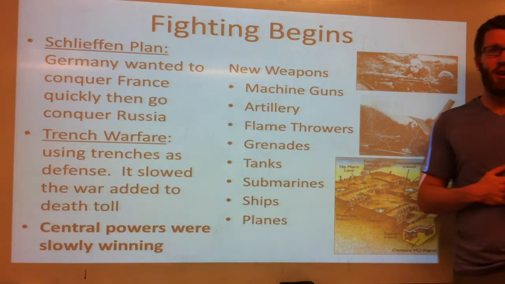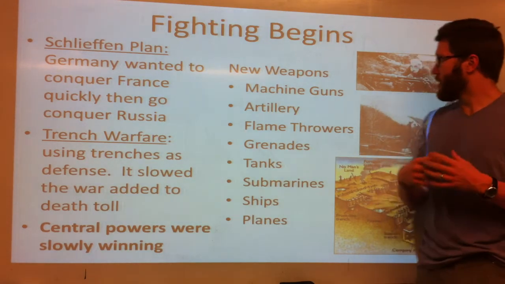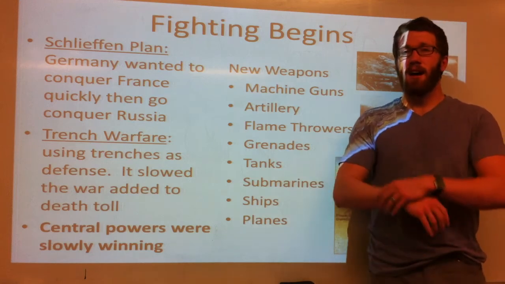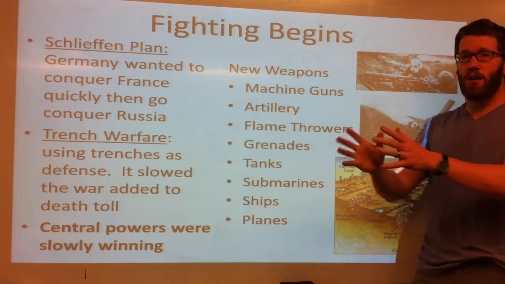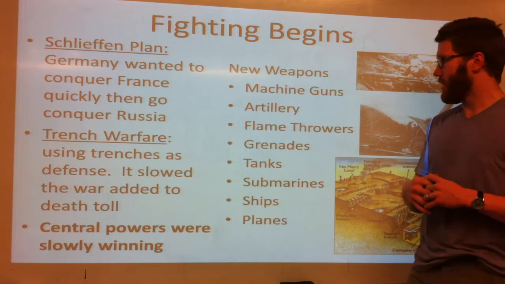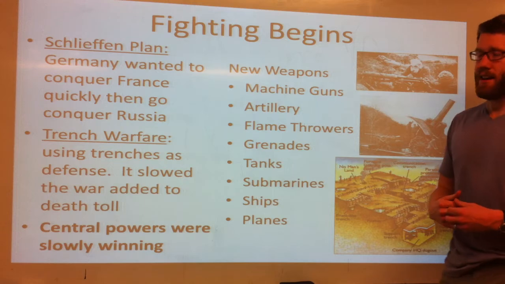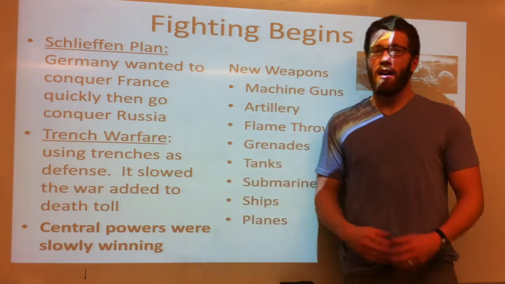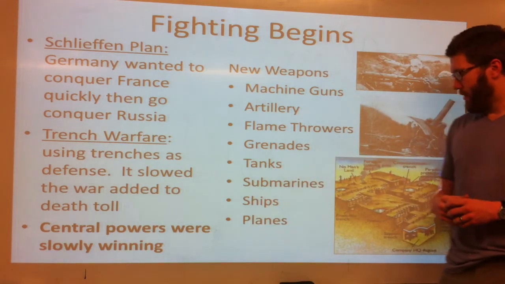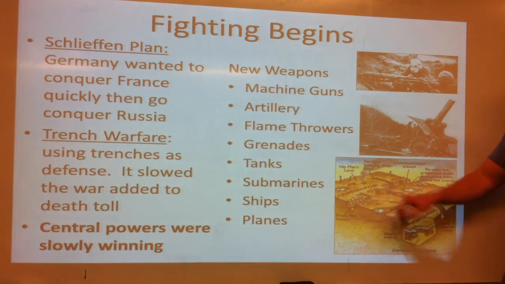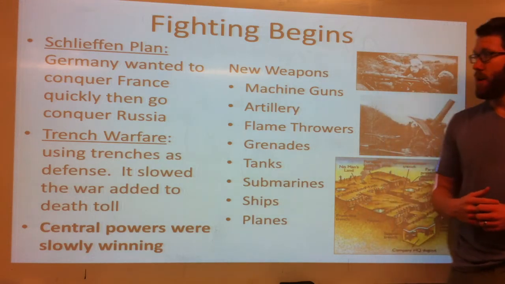Now, as the fighting began, Germany used what's called the Schlieffen Plan. The Schlieffen Plan is where they wanted to conquer the countries extremely quick, to invade very fast before they had time to actually set up a defense. They wanted to go in, conquer France, and then leave and go conquer Russia on the other side. But this didn't actually work out that well, because when they got to France, they encountered what's called trench warfare. This is where they dig trenches in the ground to set up a defense. Here you can see it in this picture, the trenches that are dug slowed down the war and added to the casualties. A lot more people died because of trench warfare.